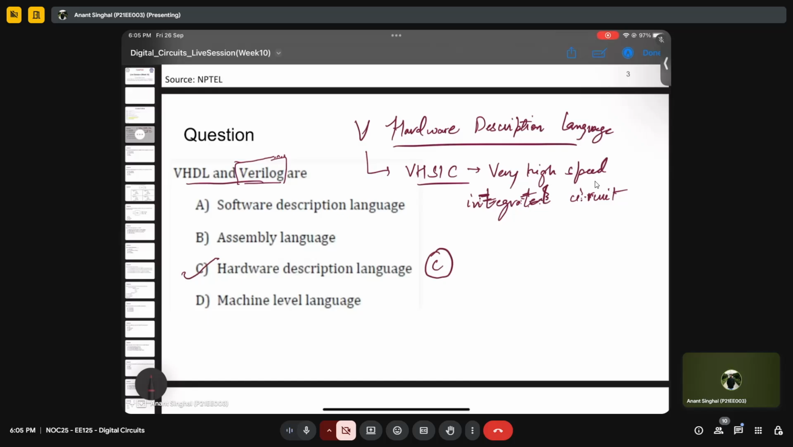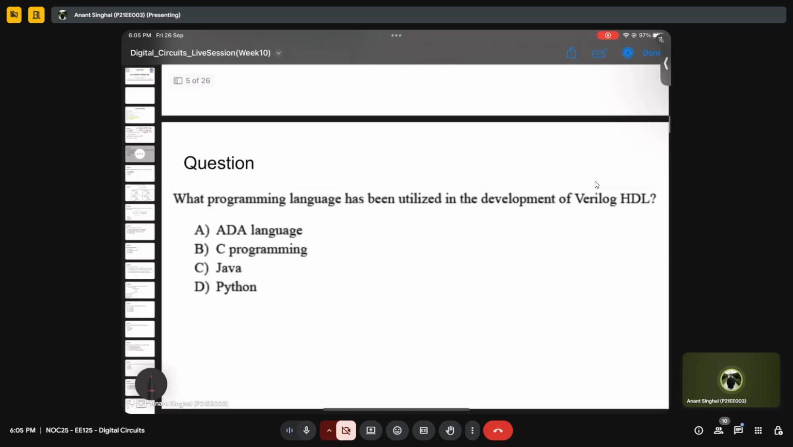Sir, can you speak a bit louder? Sir, this C language, Python language, they are all there, no, sir. Was this C language made out of Verilog, sir? No, no, no. It's the opposite way. So there is a question related to this, maybe the next problem itself. It says, which programming language has been utilized in the development of Verilog HDL?